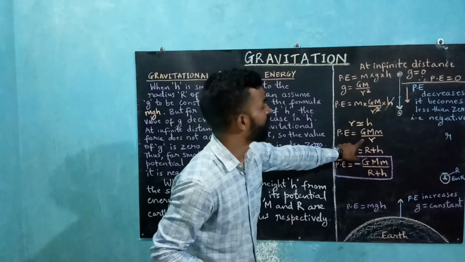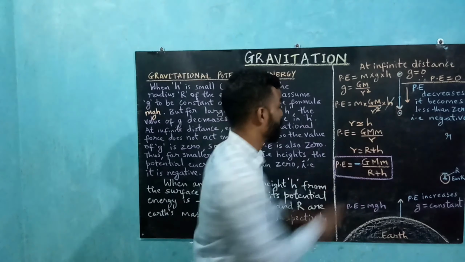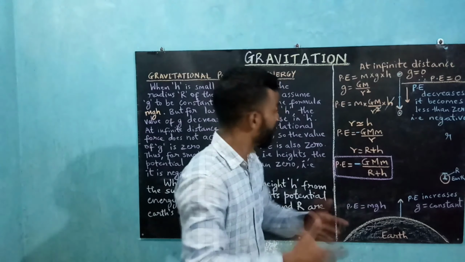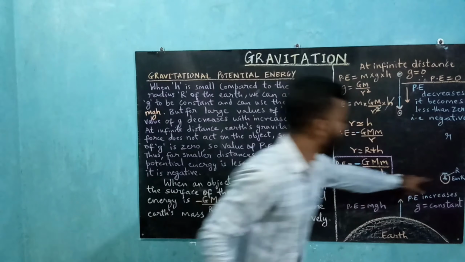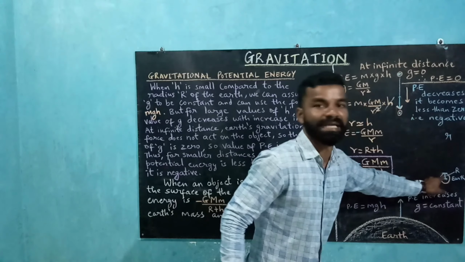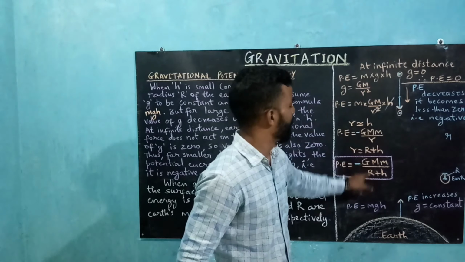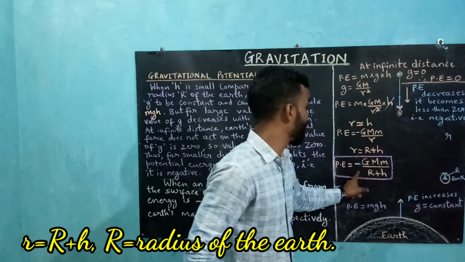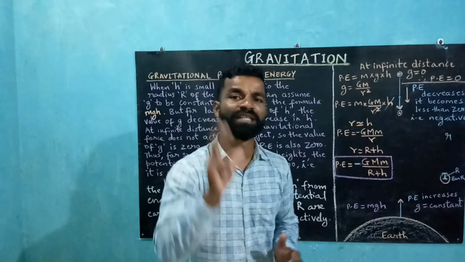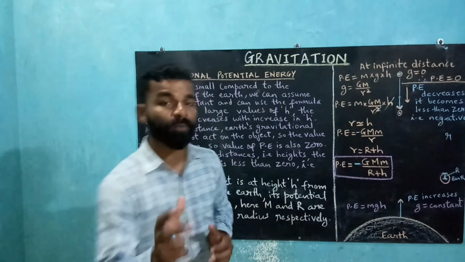So we are getting the final formula as GMm upon r. So we can put a negative value for this. So this is actually the final formula. Again, r is nothing but capital R, which is the radius of the earth, plus the height. So R plus h. So again, by substituting R plus h instead of r, we are getting this as the final formula. So this is the general formula for gravitational potential energy.